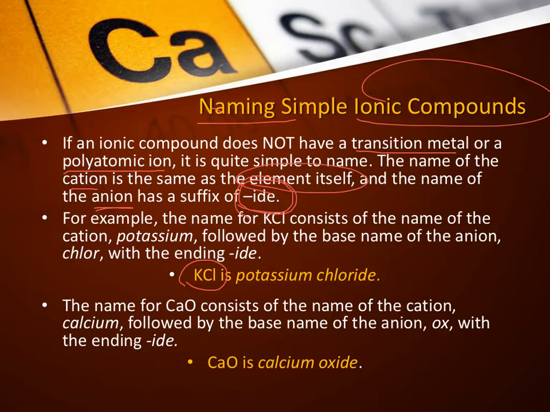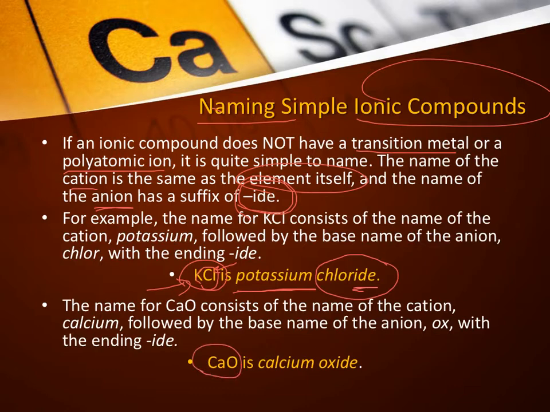KCl would be named: K is the metal, remember the metal always goes first, and it has the same name as the element itself, potassium. Chlorine is the anion, so you have to remember in the anion to use the suffix -ide. So instead of chlorine, we say chloride.